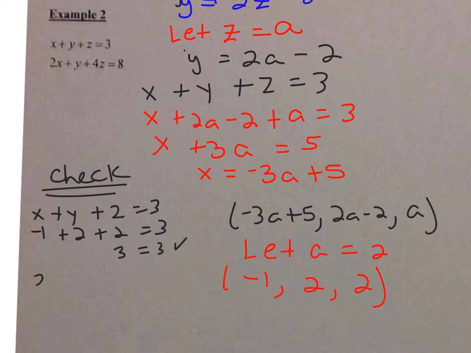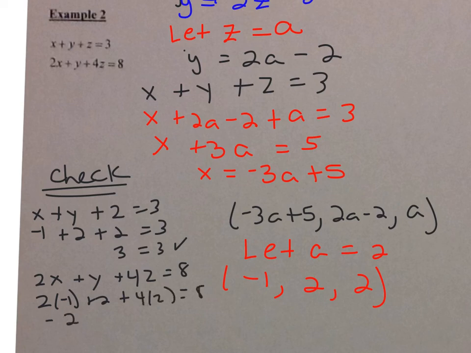And now we're going to try 2x plus y plus 4z equals 8. So it's 2 times negative 1 plus 2 plus 4 times 2 equals 8. So it's negative 2 plus 2 plus 8 equals 8. And yes, 8 equals 8, so that checks.